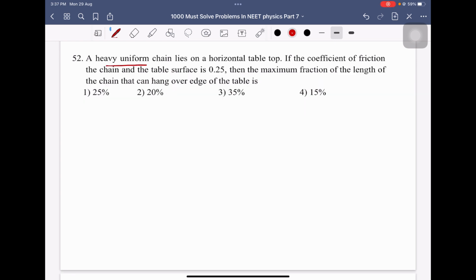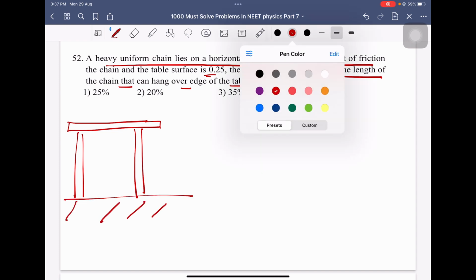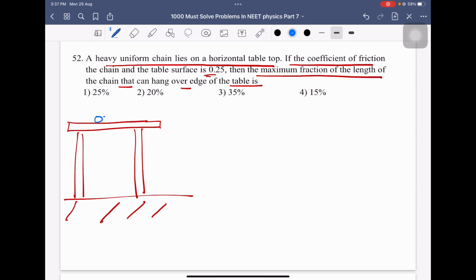A heavy uniform chain lies on a horizontal tabletop. If the coefficient of friction of the chain and the table surface is 0.25, then the maximum fraction of the length of the chain that can hang over the edge of the table is? So there is a table which is placed on a horizontal surface, and there is a chain. Some small portion of the chain is hanging over the edge of the table. So length of the hanging portion, let it be l. Total length of the chain, let it be capital L.